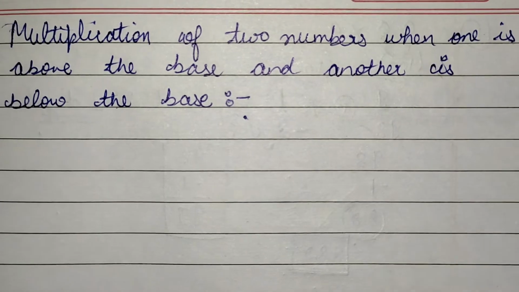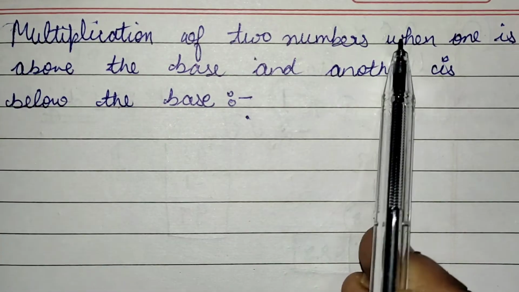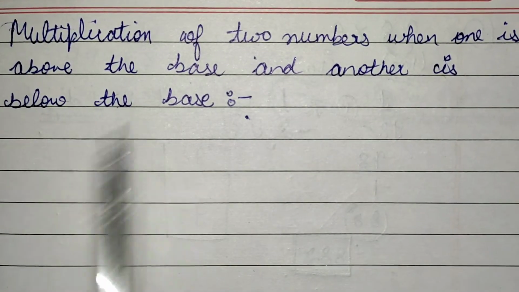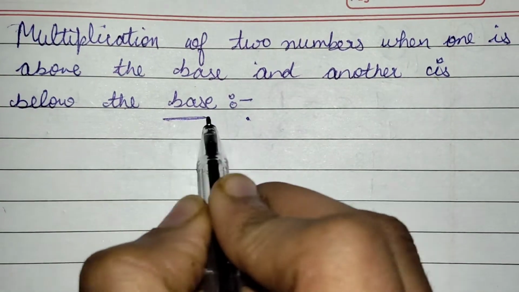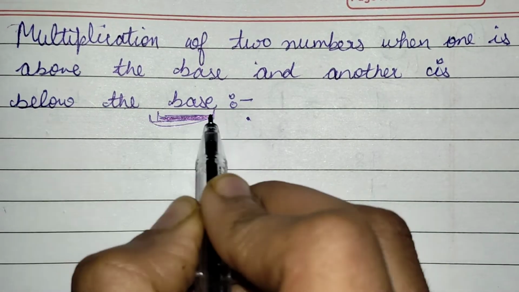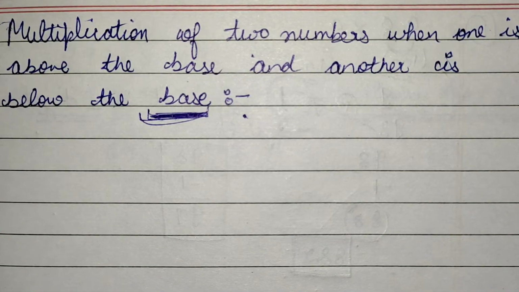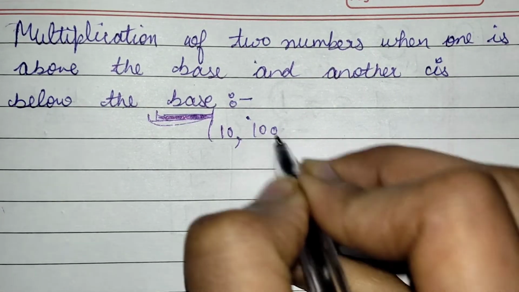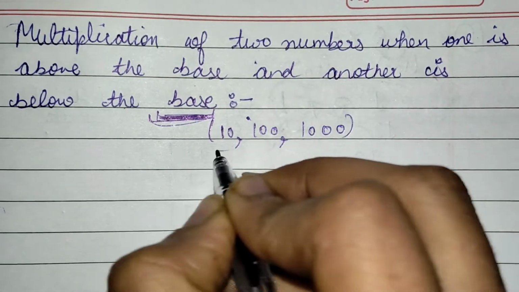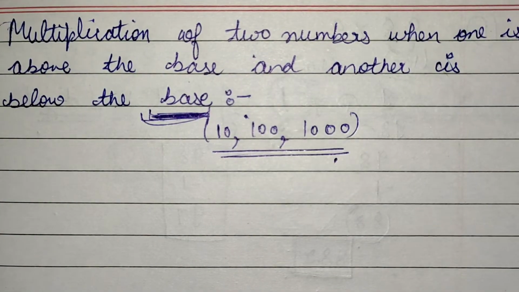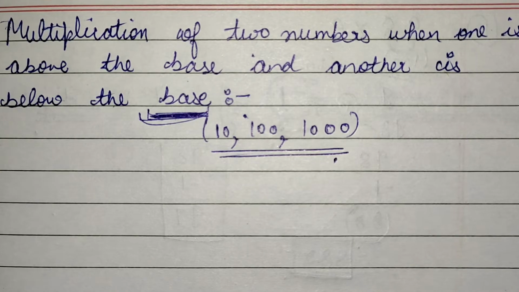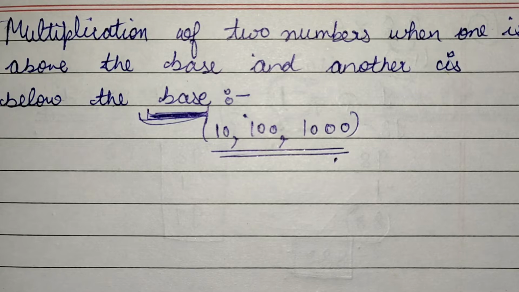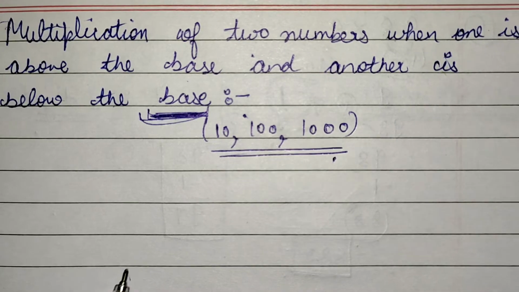So let's start today's topic, which is multiplication of two numbers when one is above the base and another is below the base. You know what base means. Base is that value which is somewhat near to my given value, right? Generally we consider the base as 10, 100 or 1000, as I have explained in my previous videos also. If you have not seen my previous videos related to Vedic Maths, I suggest you see them so that you can have a better understanding of this video.